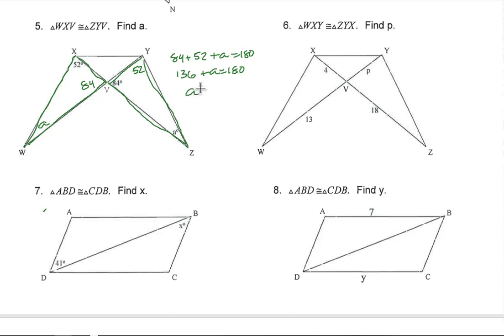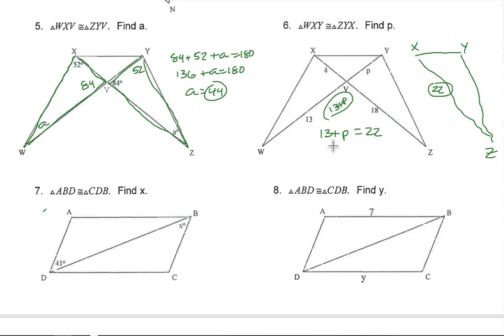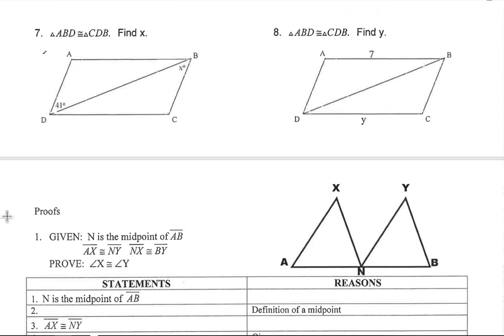Looking at number 6, we want to find out what P is. We can easily see that P goes with 4. So 13 plus P goes with 4 plus 18. 22 is equal to 4 plus P. Take away 13, we get P is equal to 9. This number 7, X is going to be 41.